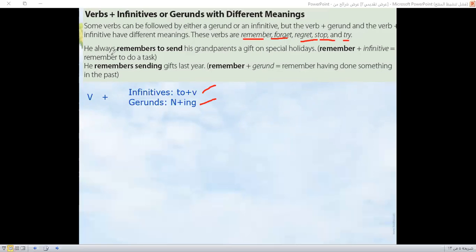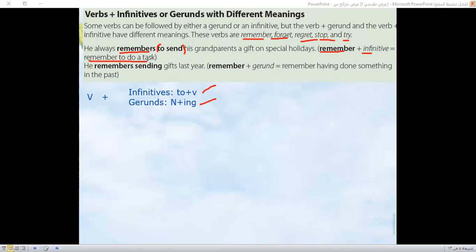We're going to see. Yesterday we started with, he always remembers to send his grandparents a gift in special holidays. We have remembers, you see the verb, and then it was followed by the infinitive, to with the verb. This is the infinitive. What does that mean? If remember is followed by the infinitive, it means remember to do a task. He always remembers to send.